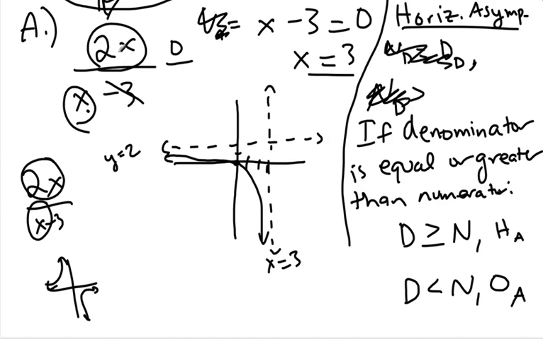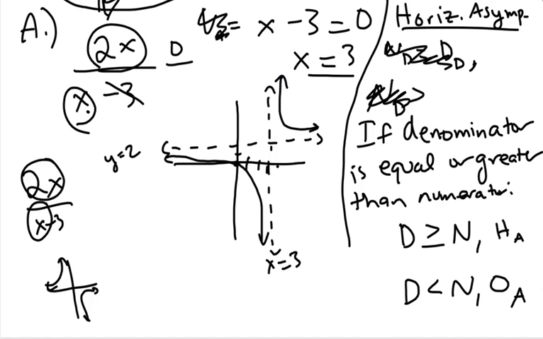Let's pick 4. 2 times 4, 4 will be over here. 2 times 4 is 8. 8 over 3 is 5. So is 5 above our horizontal asymptote? You bet. So then our equation looks something like that. And we've graphed our first example.